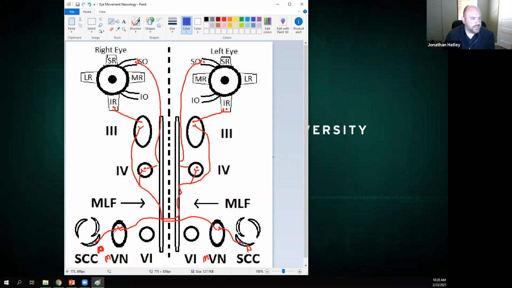And this one changes things up a little bit. It's not going to synapse in the medial portion of the vestibular nucleus. These connections are actually going to synapse in the superior portion of the vestibular nucleus. And so we'll just say S here. They're going to synapse in the superior portion of the vestibular nucleus here. So SVN. These signals are then going to stay ipsilateral.